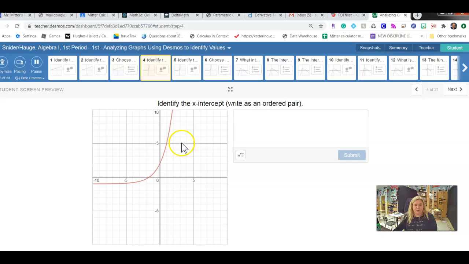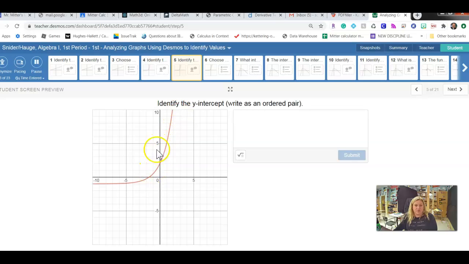Slide number 4. Identify the x-intercept. Where's the x-axis? Right here, that horizontal line. As I move from left to right, where does the function cross the x-axis? Right there. So you're going to write negative 1.585, 0.